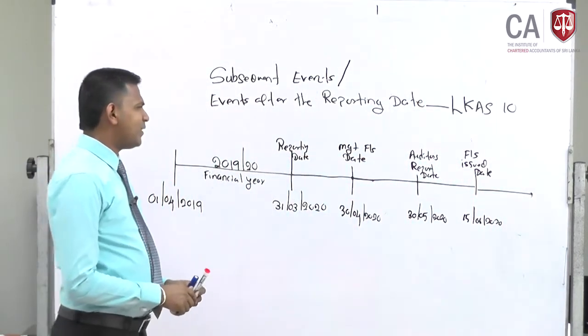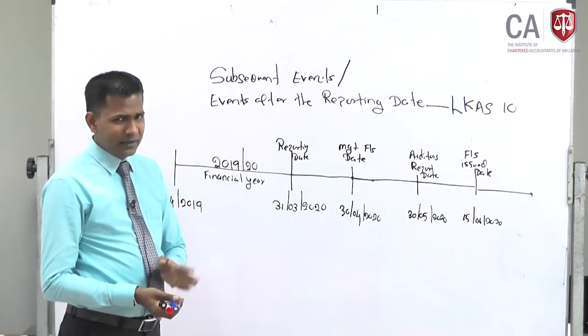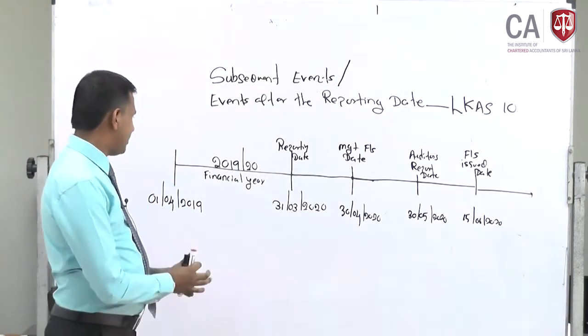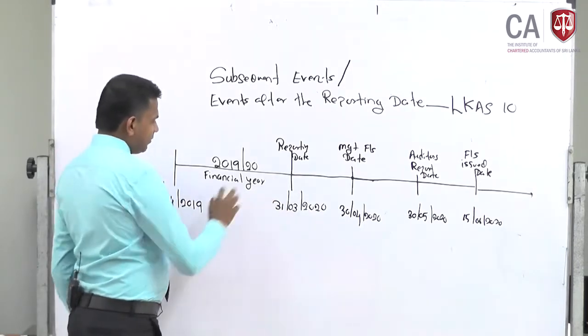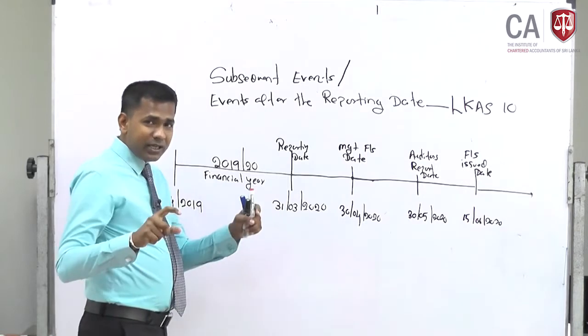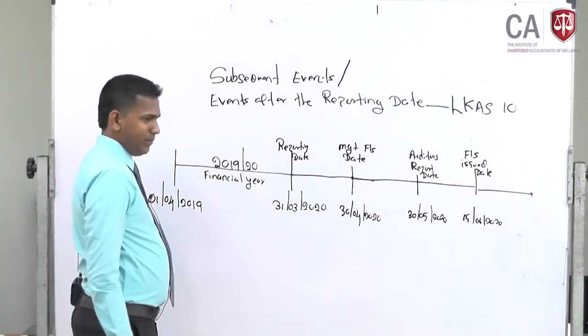You see, there are different dates now. You have to have a very good understanding of these dates. I will tell you why after this discussion. The 1st April 2019 to 31st March 2020 is the financial year which is under review, that is called the 1920 financial year.